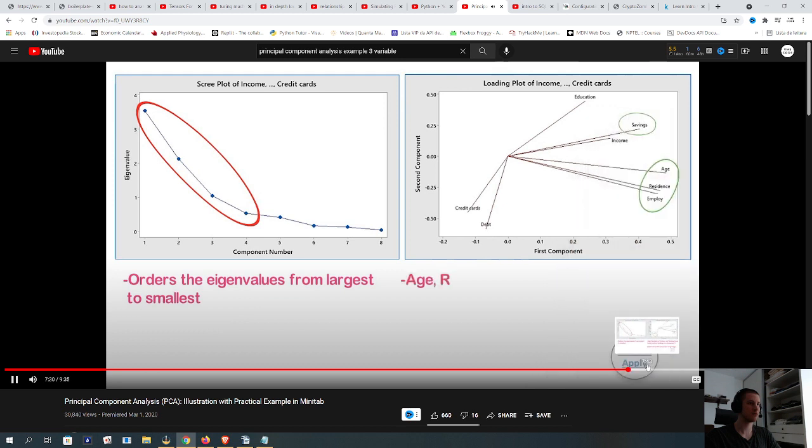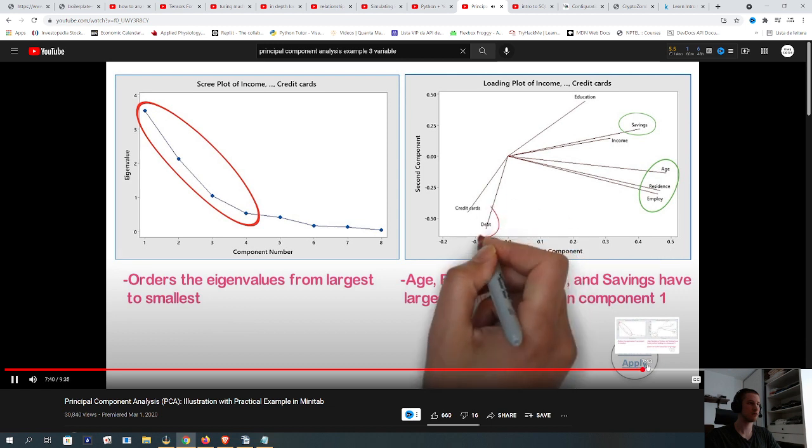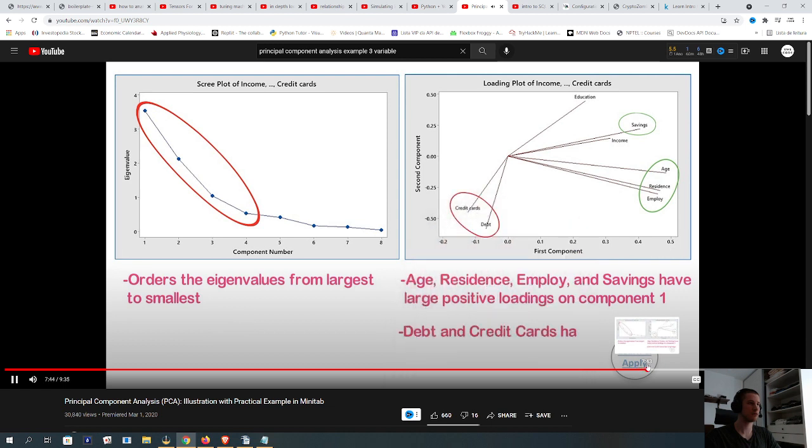Age, residence, employer, and savings have large positive loadings on component 1. So, this component measures long-term financial stability. Debt and credit cards have large negative loadings on component 2. So, this component primarily measures an applicant's credit history.